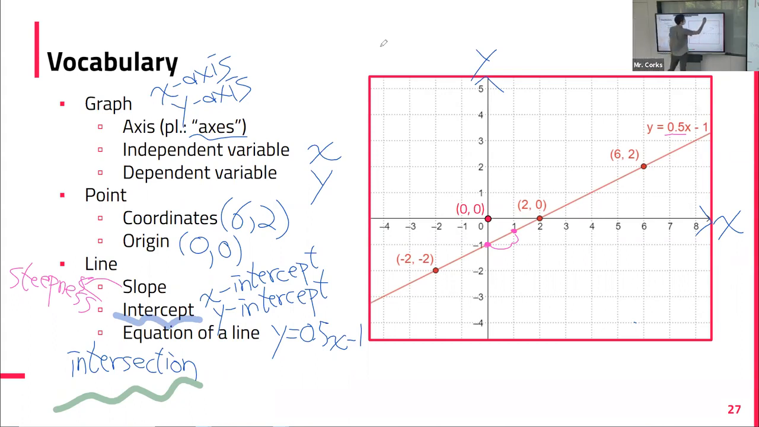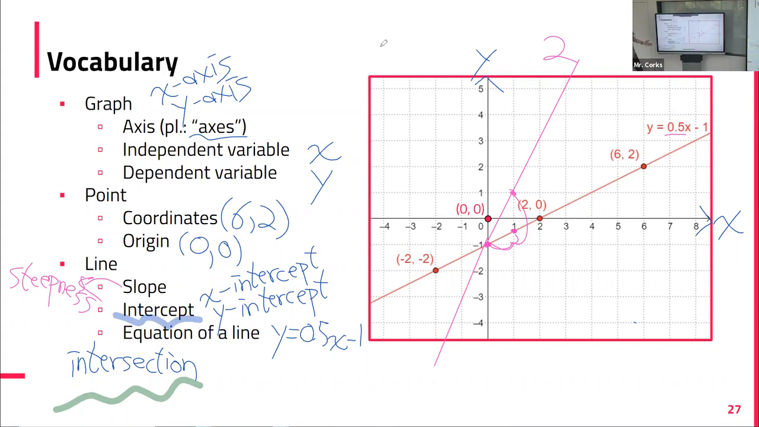So a slope of 2 would look like this. So like this, because when x goes up by 1, then our y value is going up by 2. So that's the basic concept, steepness.